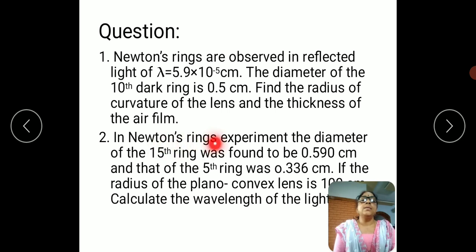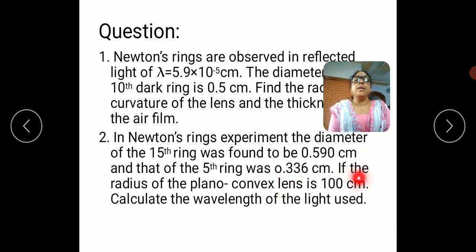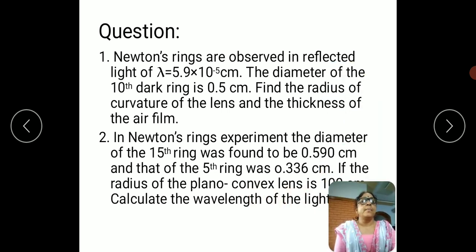Next, in a Newton's rings experiment, the diameter of the 15th ring was found to be 0.590 centimeter, and that of the 5th ring was found to be 0.336 centimeter. If the radius of the plano-convex lens is 100 centimeter, calculate the wavelength of the light used. Here the radius of the convex lens is given, the mth, that is 15th ring diameter, and the nth, that is 5th ring diameter are given. Lambda can be easily calculated using the equations we have studied.